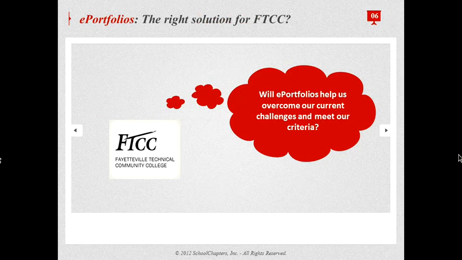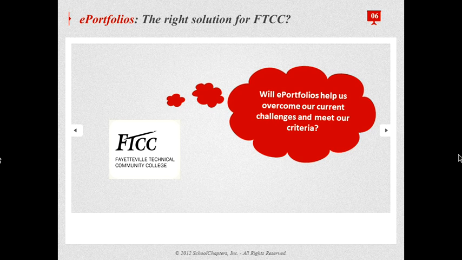So we started to investigate ePortfolios. Would that be the right solution for Fayetteville Tech? Can it help us overcome our challenges? Would it meet our criteria that NAEYC accreditation was presenting to us?